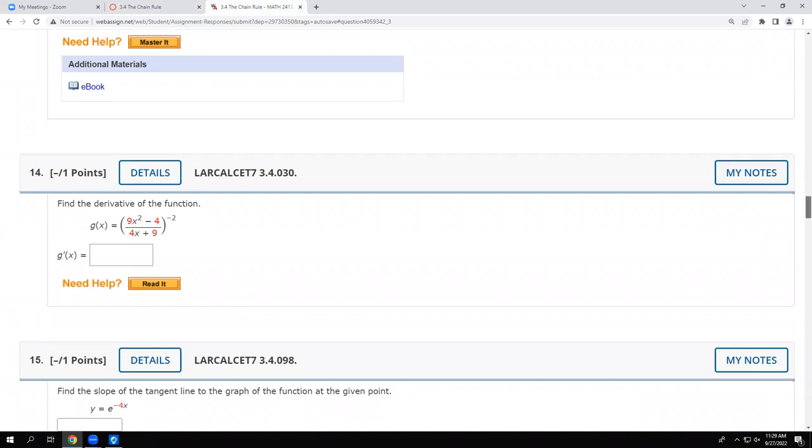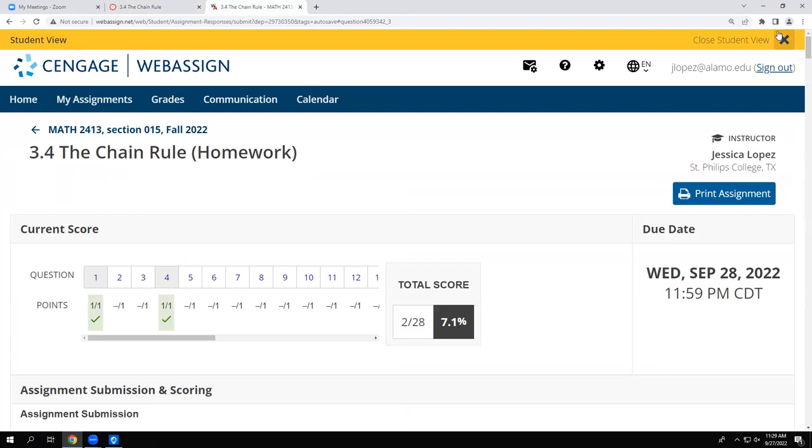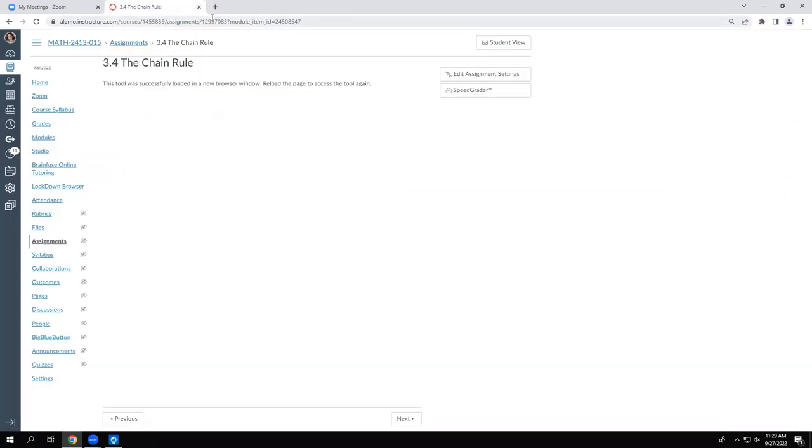Come on, little mouse. There you go. Okay, close student view. Oh, you just closed the whole thing.